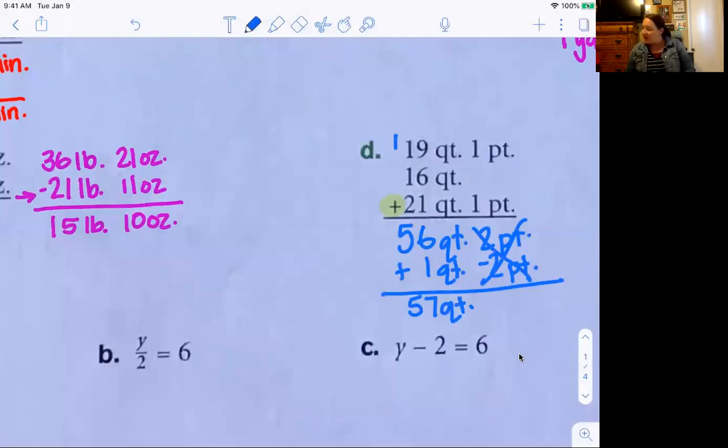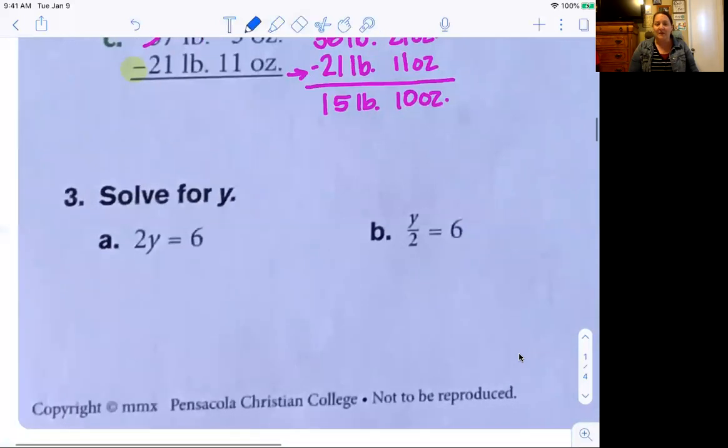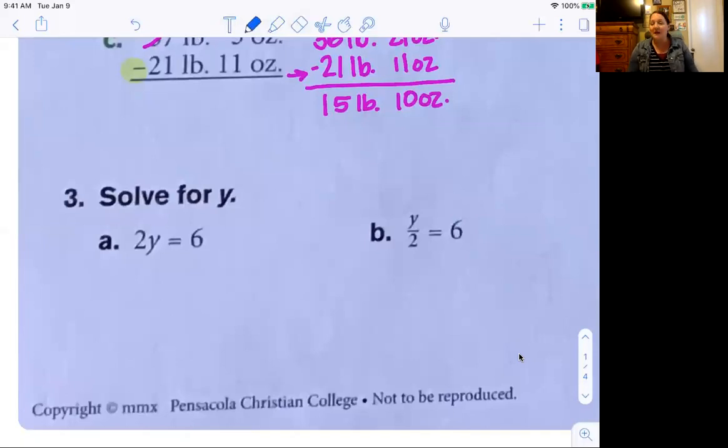Okay. Now, since we are on a roll with review, let's go ahead and just do our number 3. It says solve for y. We're going to isolate the y. That's what our goal is now. So I have 2y minus 6. 2 next to a y right next to each other means we're multiplying.